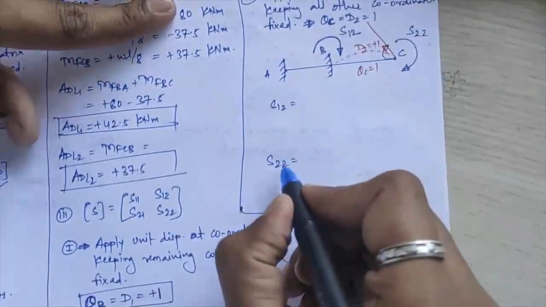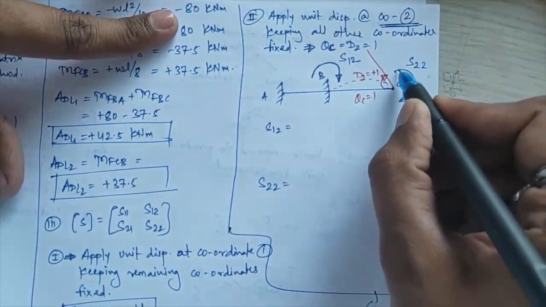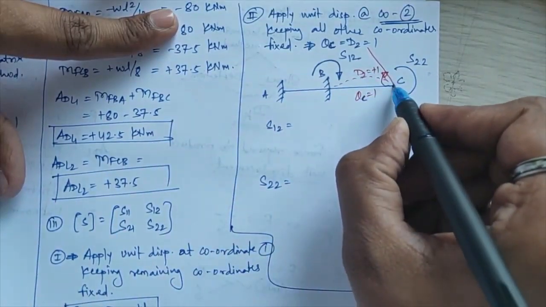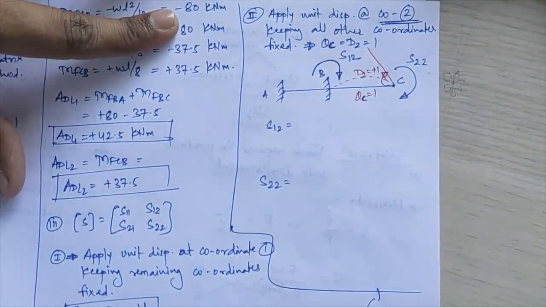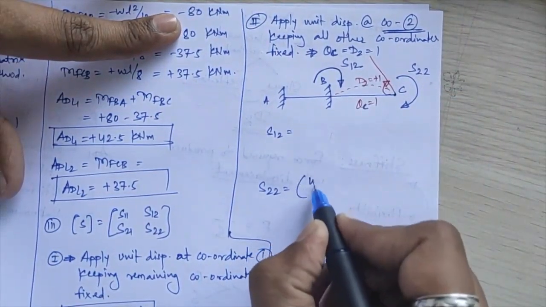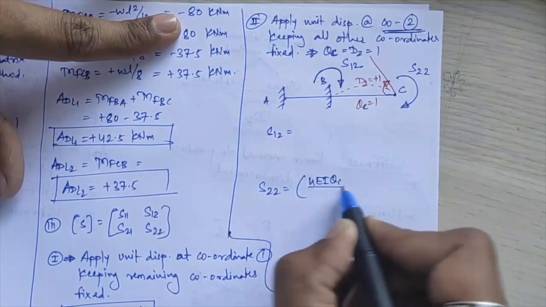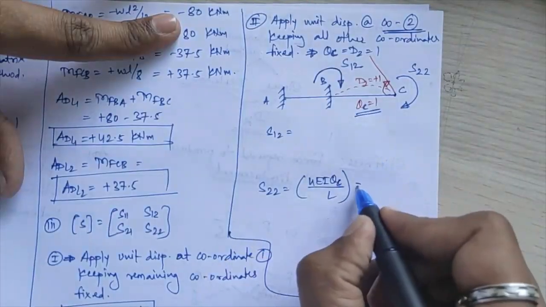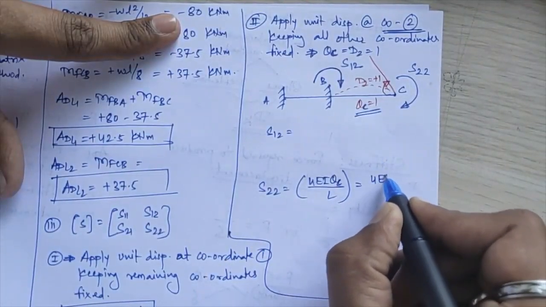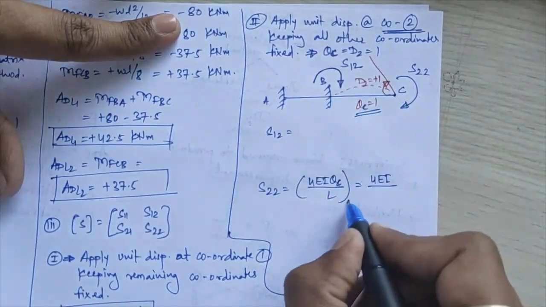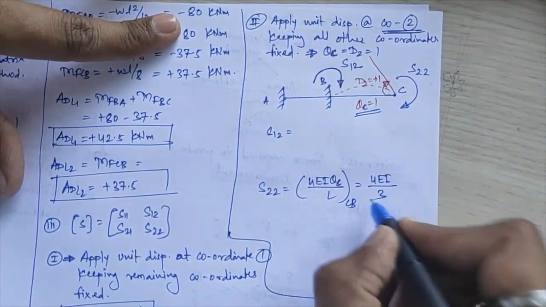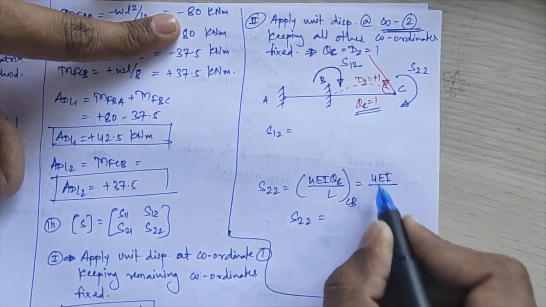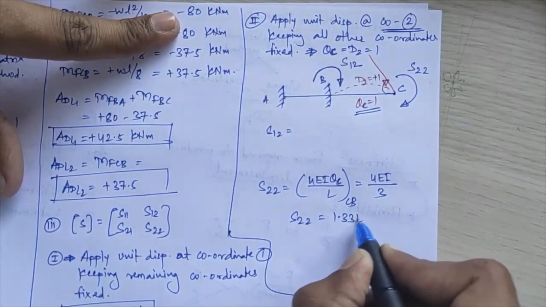First I'll calculate the S of 2 2 value. You are applying unit displacement at your second coordinate and the moment is also acting at the second coordinate, so this will be treated as your near end. That moment will be 4 EI theta C upon L, but theta C is equal to 1 here. So simply I'll get 4 EI upon L, where L is for member CB, which is 3. So S of 2 2 I am getting equal to 4 by 3, that is 1.33 of EI.